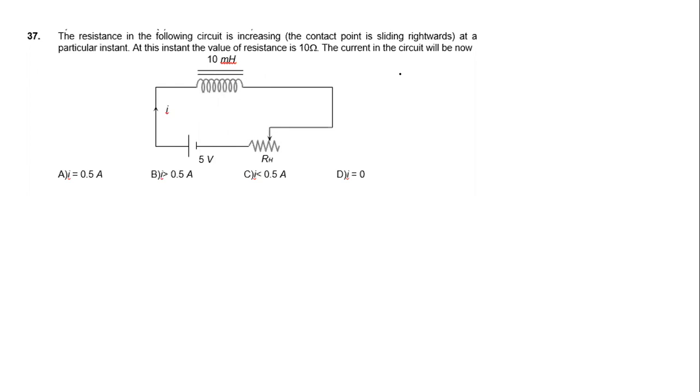So first of all, what we understand from here is R is increasing. If R is increasing, the current is not constant. What will happen? The current I is decreasing. Current is flowing in this direction, but it is decreasing. And if the current is decreasing, this inductor also acts as a battery and it will act in the same direction.